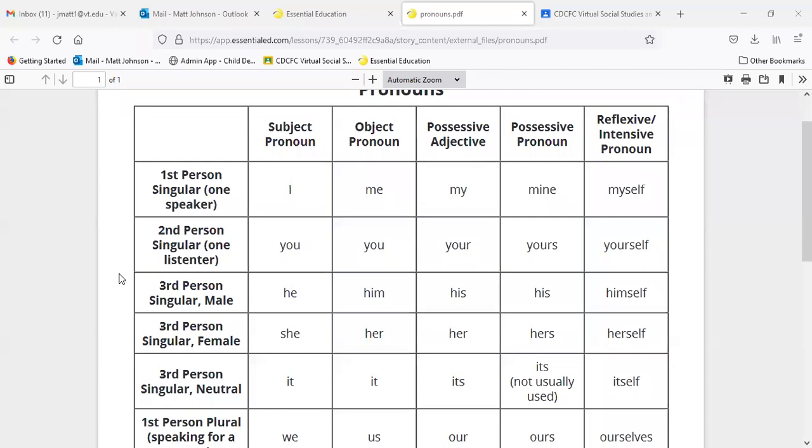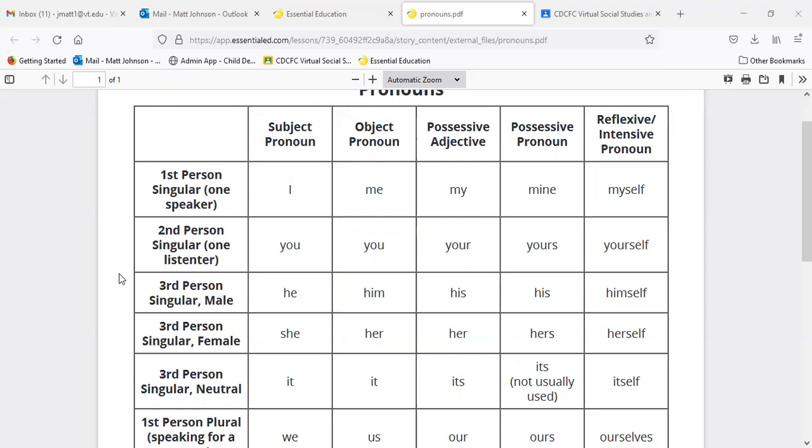And then second person, right? If you're directing, often used for commands. If you're directing your writing or your speech to someone in particular, so that second person, you is the subject. You is also the object. So there's no difference there. Possessive adjective is your, possessive pronoun is yours, and reflexive is yourself.